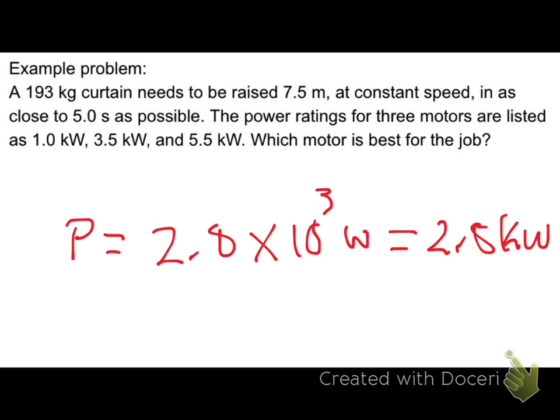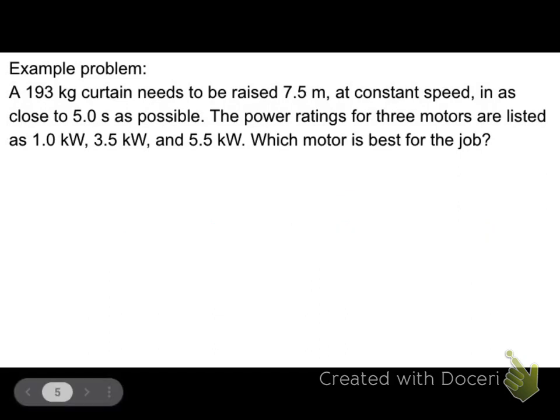And so the closest one to this would in fact be the 3.5 kilowatt motor, meaning the 1 kilowatt motor wouldn't lift it in time, and the 5.5 kilowatt motor would lift it way too fast. So that's the end of the notes on power.